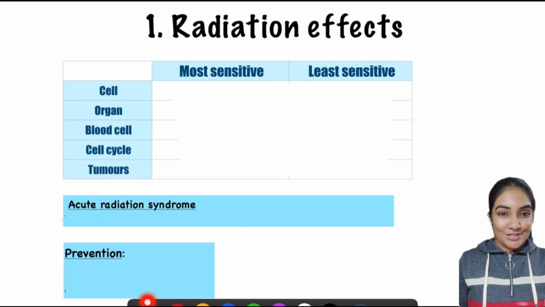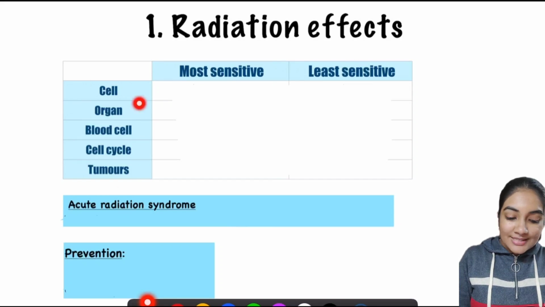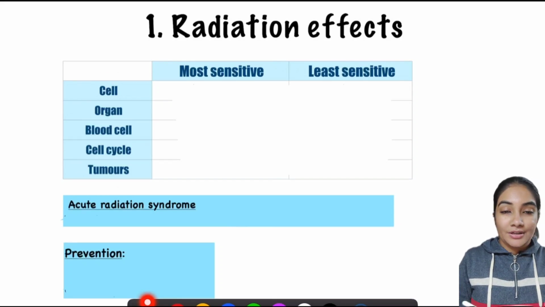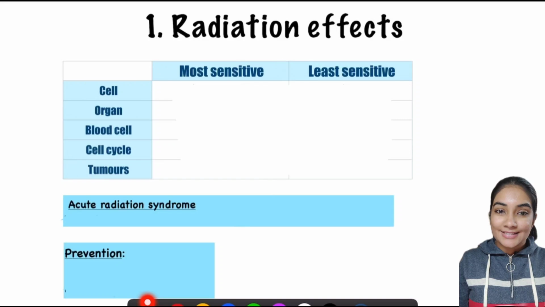Starting off with radiation effects. Here we will see what part of the body, which cell, tumor, organ are more sensitive and less sensitive towards radiation, what is acute radiation syndrome, and how can we prevent the radiation effects.